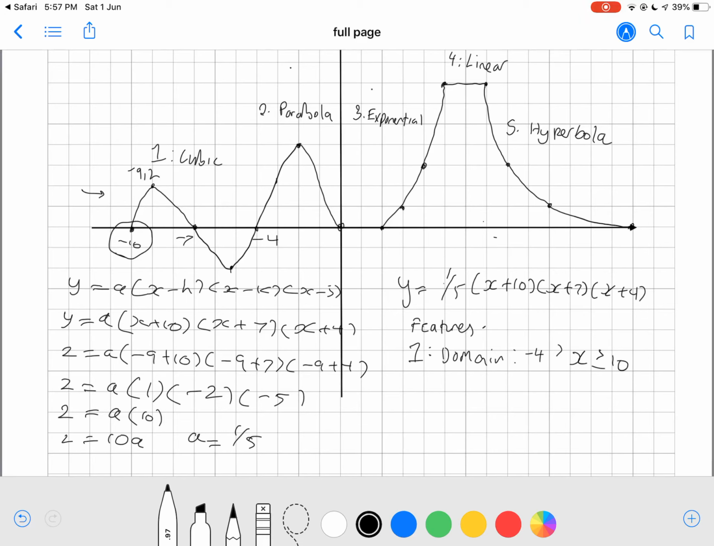So x is less than -4 and x is greater than or equal to -10. Sorry, I forgot the negative here. Alright, so that's our domain.